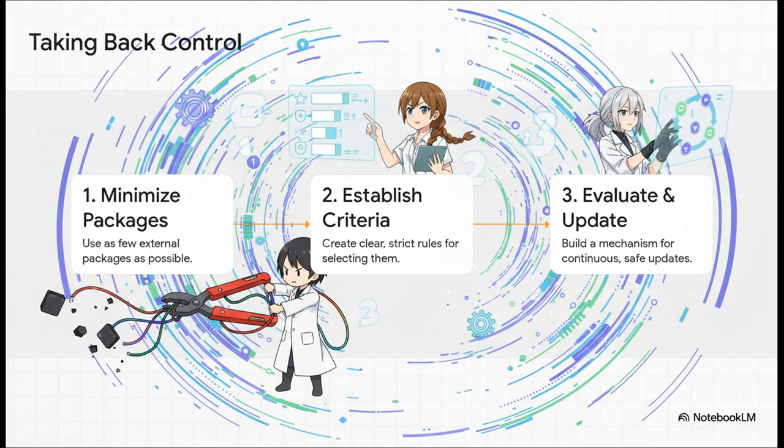So, how do we actually do this? Well, there are three key steps to taking back control. First, you've got to be ruthless about minimizing the number of external packages you use. Less is always more. Second, stop choosing packages on a whim. Create clear rules for how you pick them. Look at things like a package's security track record, how often it gets updated, and how strong its community is. And third, you have to make this an ongoing thing. Build a system to constantly and safely check and update your dependencies.